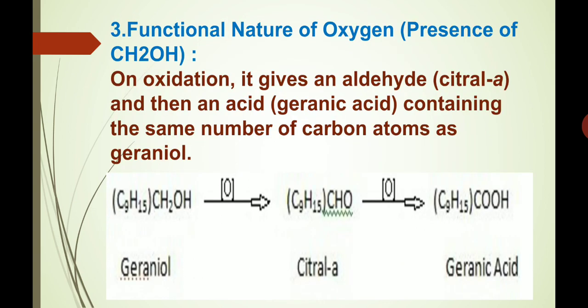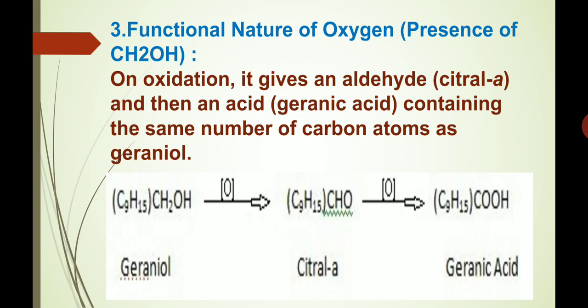Now as we have seen, its molecular formula possesses one oxygen atom. So next point is to establish the functional nature of oxygen, or we can say we have to establish the presence of CH2OH group. On oxidation, it gives an aldehyde citral A and then an acid geranic acid containing the same number of carbon atoms as in geraniol.